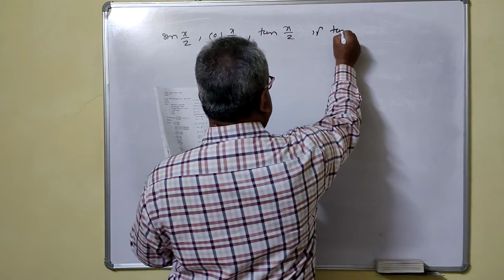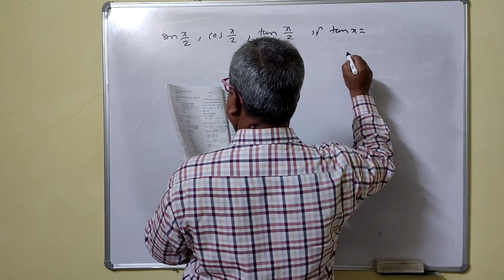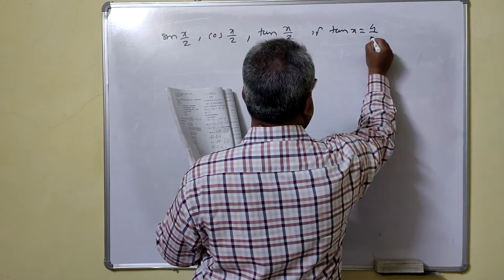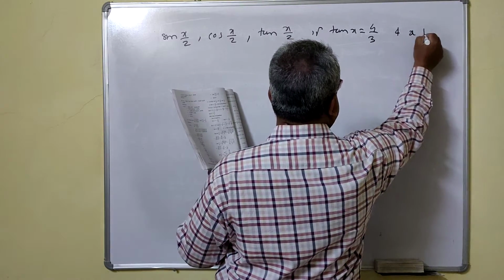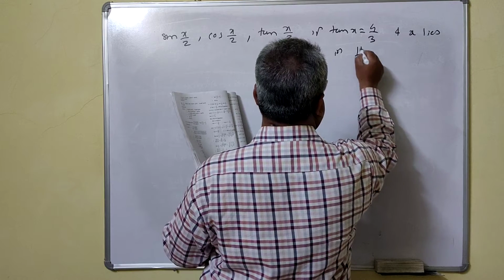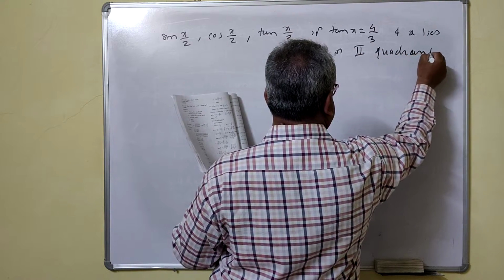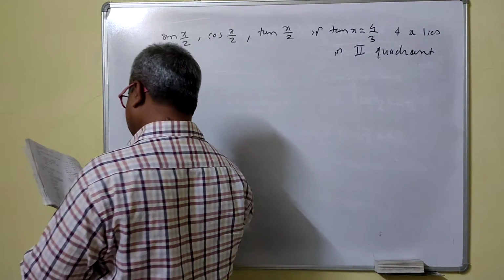If tan x is equal to 4 by 3 and x lies in the second quadrant.